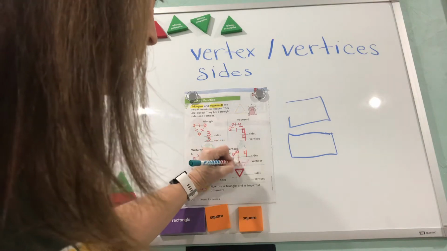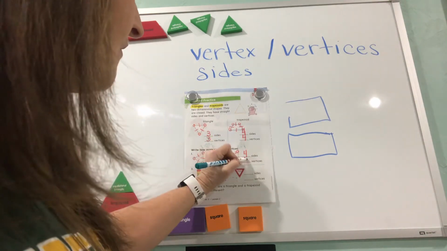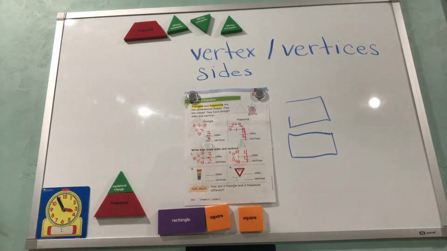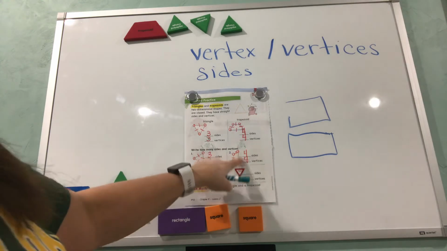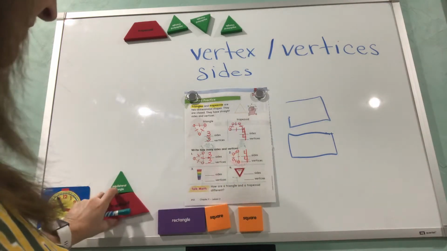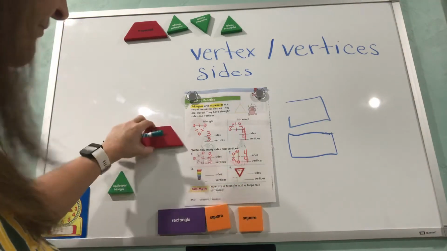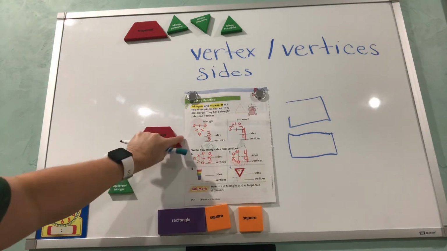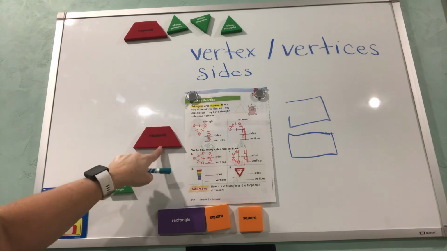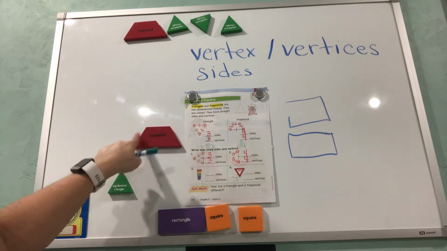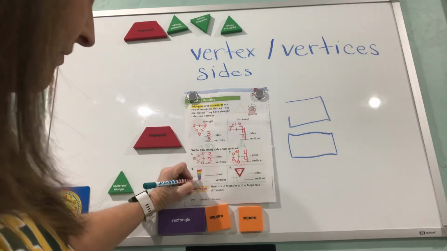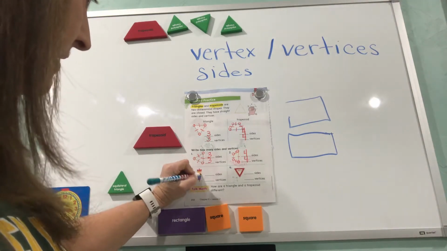1, 2, 3, 4. 4 vertices. So 4 sides and 4 vertices could be a trapezoid, it could be a rectangle, it could be a square. The reason I know this is a trapezoid is because remember when I look at my trapezoid, the 2 ends are the same length, but the top and the bottom are a different length, and they're also a different length than the sides. So when I look at this one, I have 1, 2, 3, 4 sides.